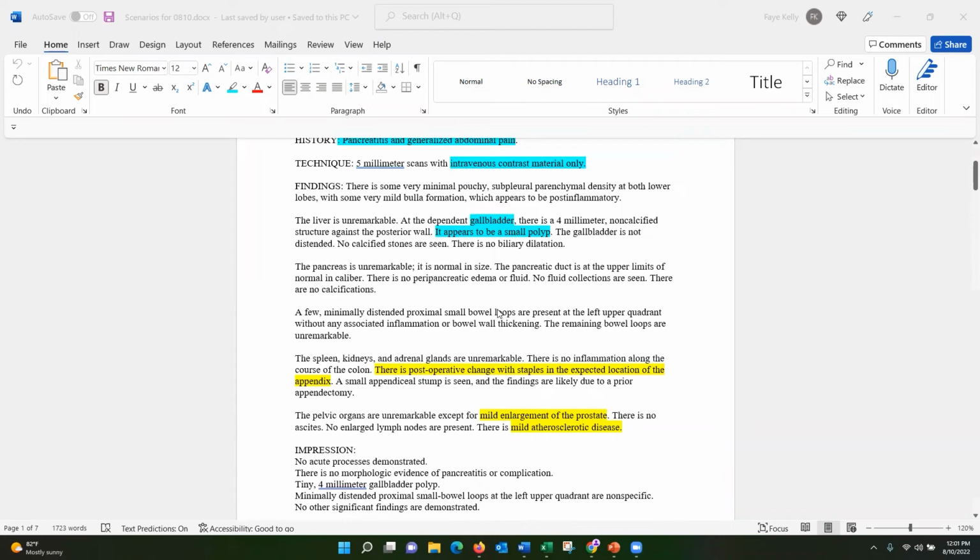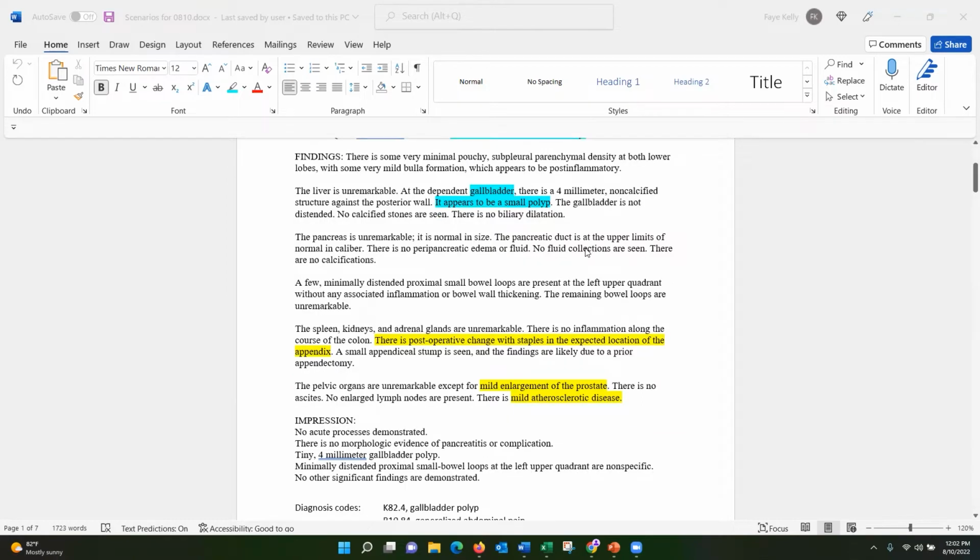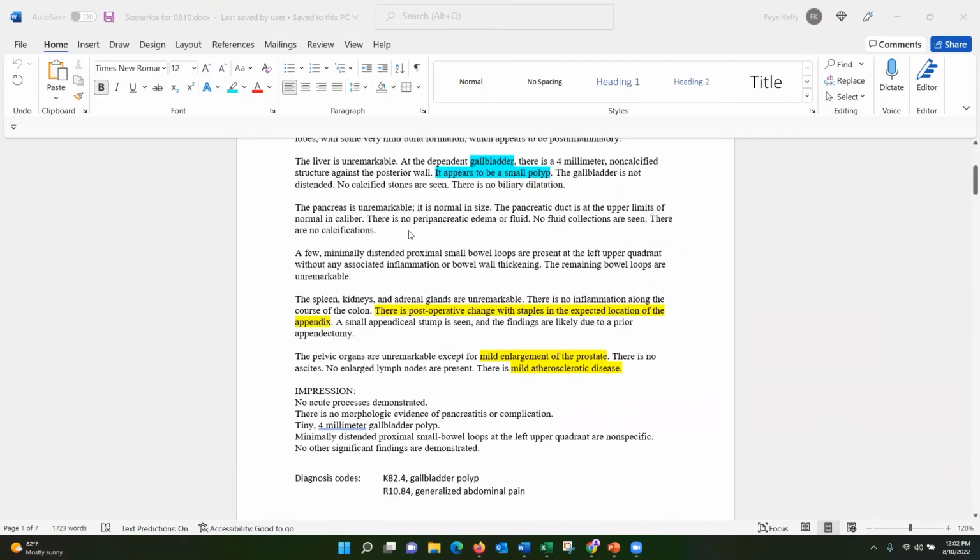The findings, I'm not going to read the entire report, but I have gone through and highlighted the factors that we would pull out in our review, so that we would understand what we needed to code. We found at the gallbladder a 4 mm non-calcified structure, which appeared to be a small polyp. So we're going to make a note of that. No other abnormalities seen, no dilation, everything was good.